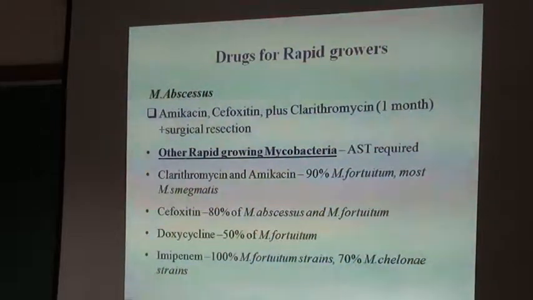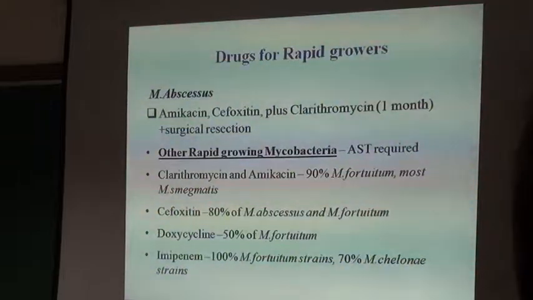Now coming to the drugs for rapid growers, in case of Mycobacterium abscessus, which is a rapid grower, the treatment protocol is combination therapy, that is amikacin, ciprofloxacin plus clarithromycin for 1 month along with surgical intervention. For other mycobacterial species, generally antimicrobial sensitivity testing is required. Clarithromycin and amikacin are very much active in case of 90% of Mycobacterium fortuitum and most Mycobacterium chelonae. Ciprofloxacin is active against 80% of Mycobacterium abscessus and Mycobacterium fortuitum. Doxycycline is effective in case of 50% of Mycobacterium fortuitum, and imipenem is effective in case of 100% of Mycobacterium fortuitum and 70% of Mycobacterium chelonae.